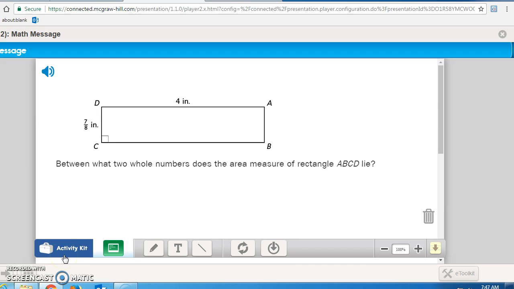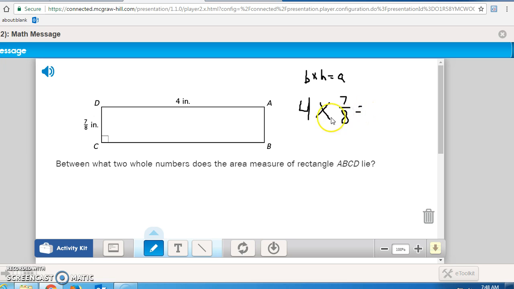Between what two whole numbers does the area measure of rectangle A, B, C, D lie? Look at the word area. What do we do for area? What's its formula? It's base times height equals area. So you are taking 4 times 7/8 to get your answer. Well, remember how we do this: 4 times 7 is 28. My denominator stays the same, 8.